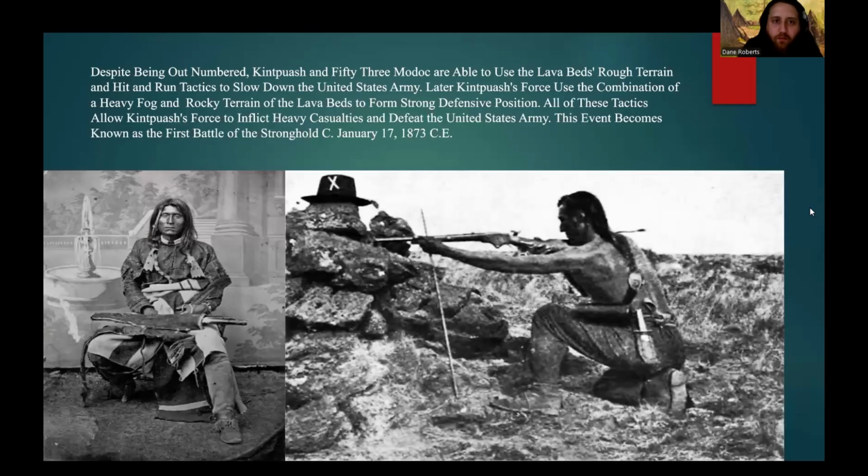Despite being outnumbered, Kent Puash and 53 Modoc were able to use the lava bed's rough terrain as well as hit and run tactics to slow down the United States Army. Later, Kent Puash's force would use the combination of heavy fog as well as the rocky terrain of the lava beds to form a strong defensive position, with all of these tactics allowing Kent Puash's force to inflict heavy casualties on the United States Army and would also eventually allow them to defeat the United States Army itself, with this event becoming known as the First Battle of the Stronghold, with it again occurring on January 17th, 1873 CE.